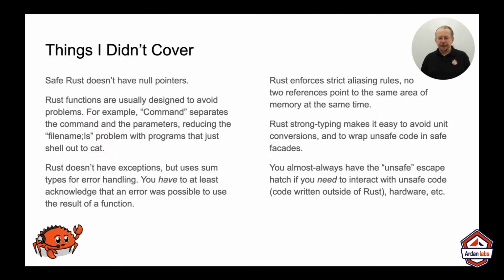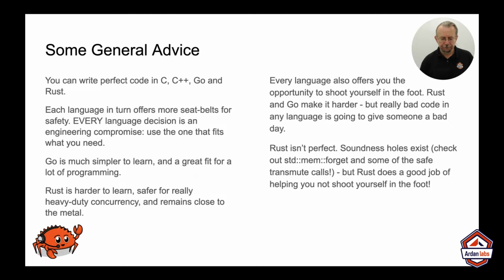Rust's strong typing makes it easy to avoid unit conversions and wrap unsafe code in safe facades. C++ does the same thing. I would always encourage you to do that. If you need unsafe, wrap it in a safe facade and write some documentation as to why you did the unsafe thing. At some point, there's almost always an unsafe escape hatch if you have to interact with unsafe code: hardware, code written in another language that Rust can't make guarantees for, it's all there.